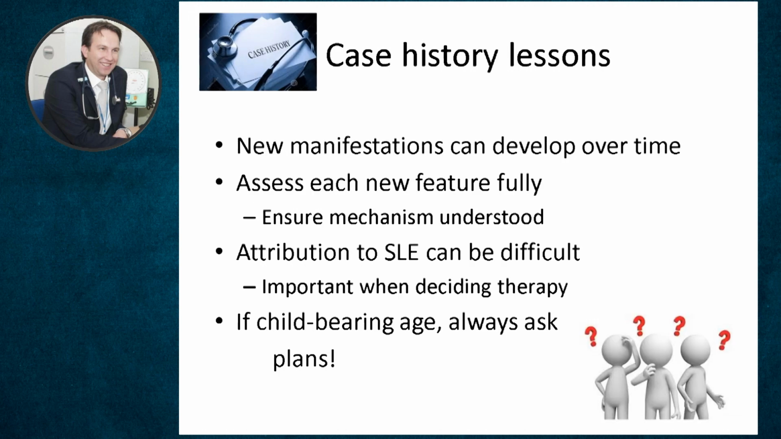So what does this tell us about lupus? Well, it tells us that new manifestations can develop over time. So she presented with a history of rash, arthritis, and Raynaud's phenomenon with ischemia, and then she flared with lupus myocarditis. It's therefore important to assess each new feature fully and ensure the mechanism of that feature is understood. Attribution to this being a lupus manifestation can be difficult in certain circumstances, but is very important when deciding therapy. And if a woman is of childbearing age, we always need to ask their plans when thinking about treatments, as all the treatments offered to this young lady so far would be incompatible with a pregnancy unless stopped and changed.